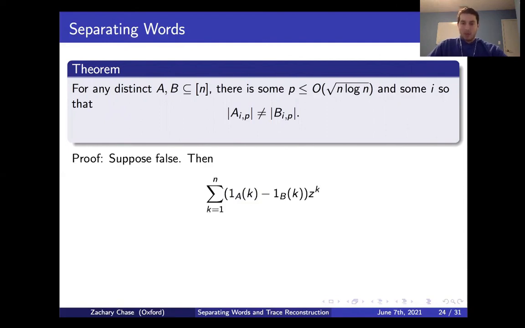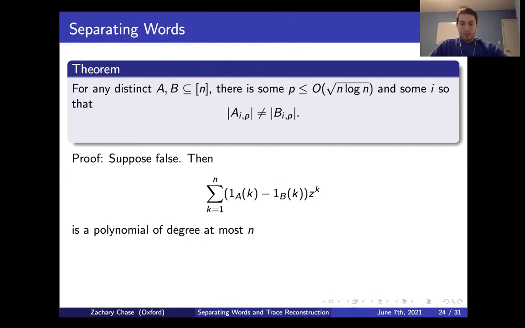And okay, so let's go through the proof. It's a proof from the book. So suppose it's false. Then you look at this polynomial, the sum from k equals 1 up to n of the indicator function. You give the coefficient +1 if k is in A but not B, and -1 if k is in B but not A, and otherwise the coefficient is 0. So actually, if you remember our original setting with strings, this is basically like you sum over x_k minus y_k and multiply by z to the k.